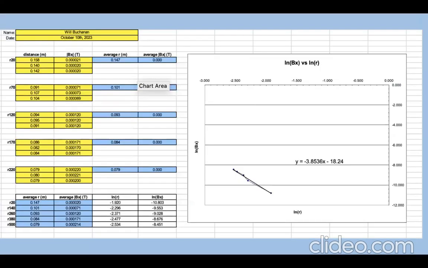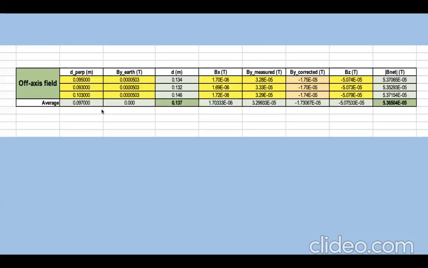And here we see my data, and we see that as the magnet moved closer to the magnetometer, the strength increased greatly. And we see the values of the field as well as the radii right here. And then these are all the averages produced by the magnet. And one thing to point out is that we had to correct our Y value data for the strength of the magnetic field produced by the Earth.